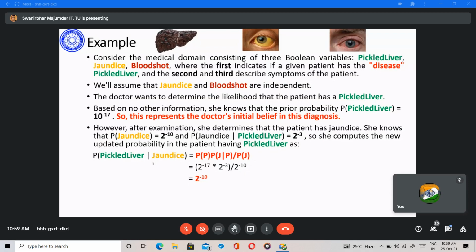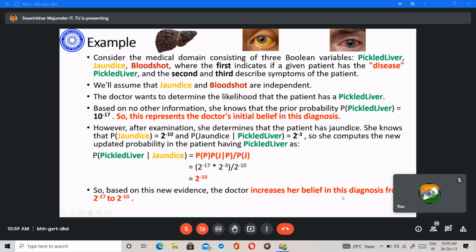डॉक्टर ने देखा कि उसकी आंख येलो है और जॉन्डिस के पूरे सिम्टम्स हैं, तो बोला अरे जॉन्डिस के सिम्टम्स हैं तो इसको तो लिवर सिरोसिस भी हो सकता है. तो इनिशियली the probability of liver cirrhosis was 2 to the power minus 17. Now it has increased to 2 to the power minus 10. So as we go ahead, this increases the belief of the doctor from 2 to the power minus 17 to 2 to the power minus 10. This is the first stage.